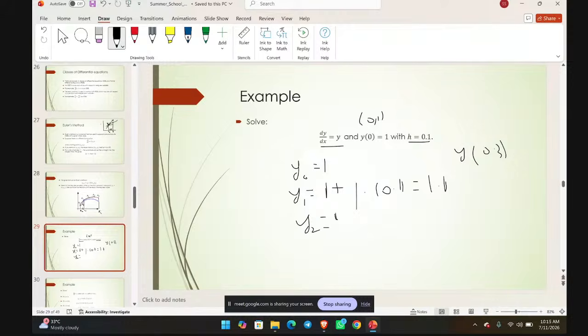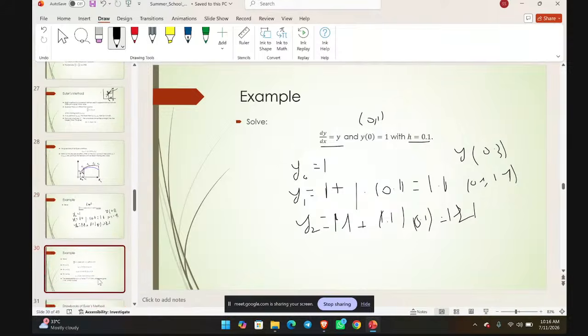And y2 is y1, which is 1.1, plus again the slope at (0.1, 1.1). This is the point we reached in the previous iteration, right? So at this point the slope is y itself, because as you can see dy by dx is equal to y. 1.1 into 0.1 step size. We are taking 0.1 step size every time. So we'll reach 1.21. So in the next iteration, we'll reach our required value 0.3.